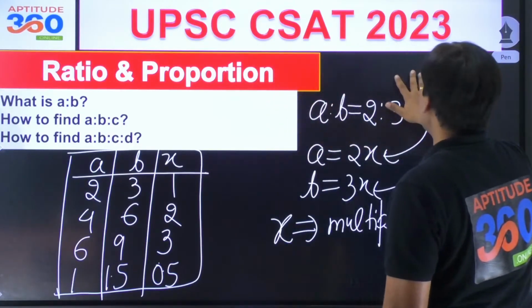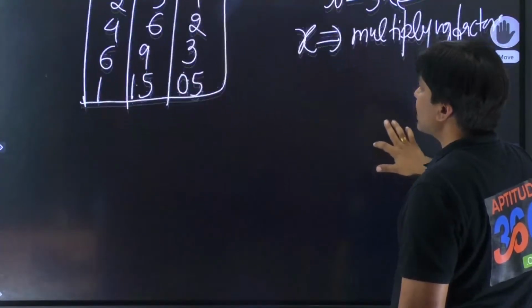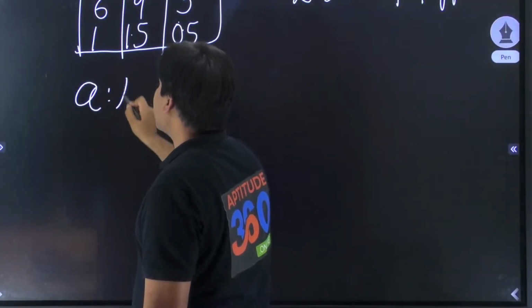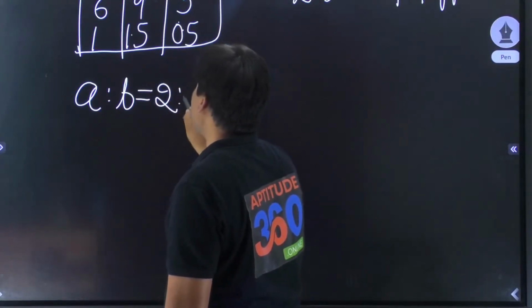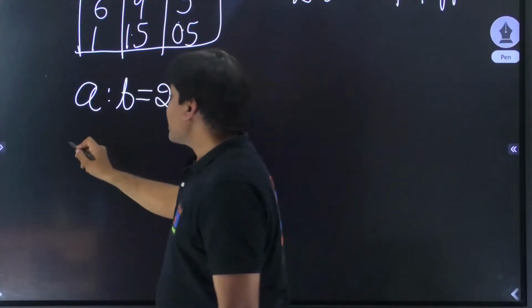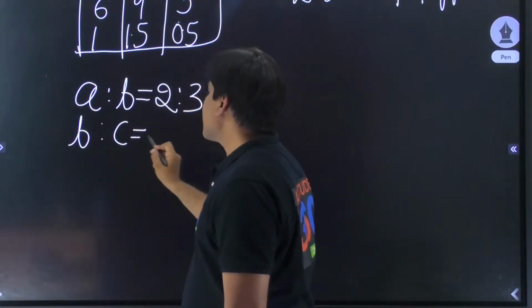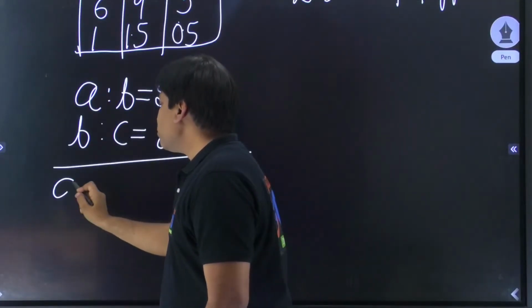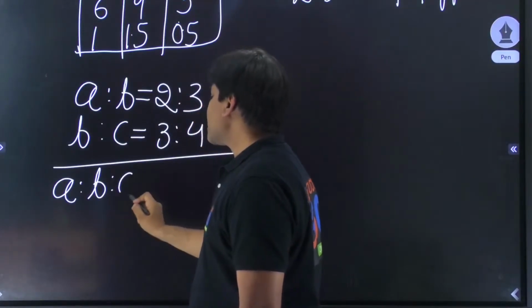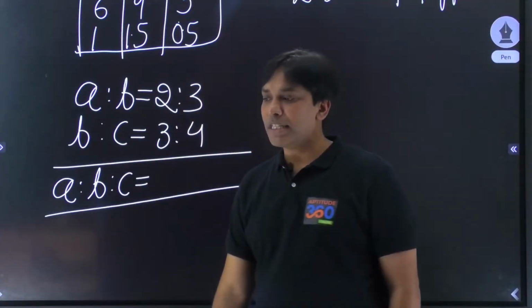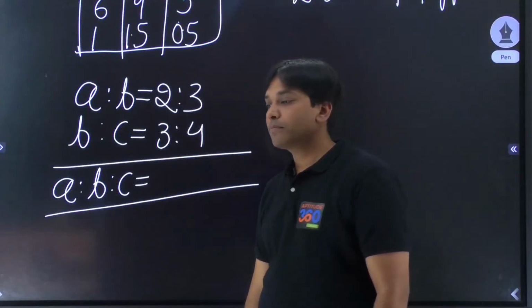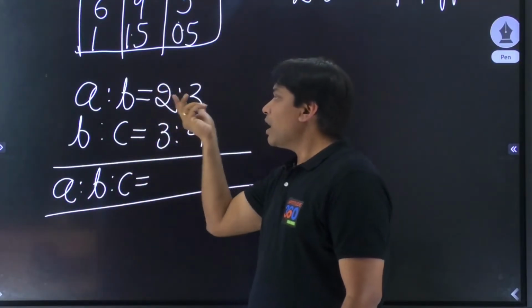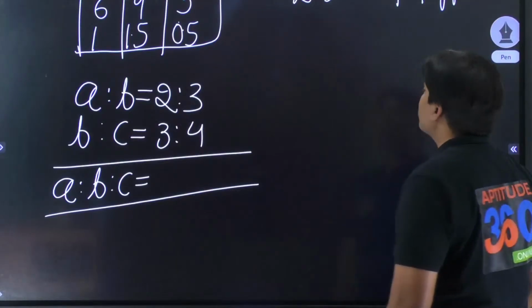Now, what can be the other thing? If you understand this thing, sometimes it's a very simple problem. If two variables are being compared, like A is to B has been given to you as 2:3, and then B is to C is given to you as further 3:4, and if I happen to ask you what is going to be the value of A is to B is to C, what do you think it is? It's a very simple problem. What is that I'm trying to say? A is to B is to C is going to be what? Let me know in the comment section. Is it 2, 3, 4?